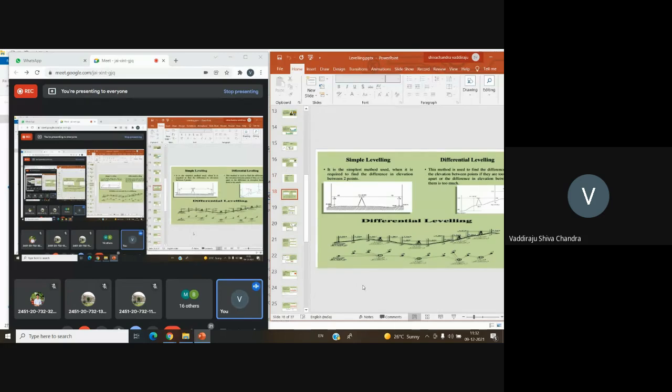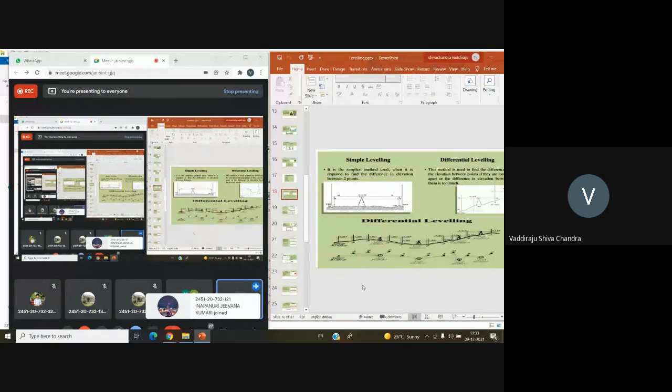So I'm repeating once again. In simple leveling, we'll be having one single station and two readings will be taken. One is backsight and one is foresight. One precaution we need to take is that the distance from the instrument station to the backsight and the distance from the instrument station to the foresight should be equal, so that any error or any inclination in the line of sight will get nullified and whatever readings you're taking on the staff will be 100% perfect.